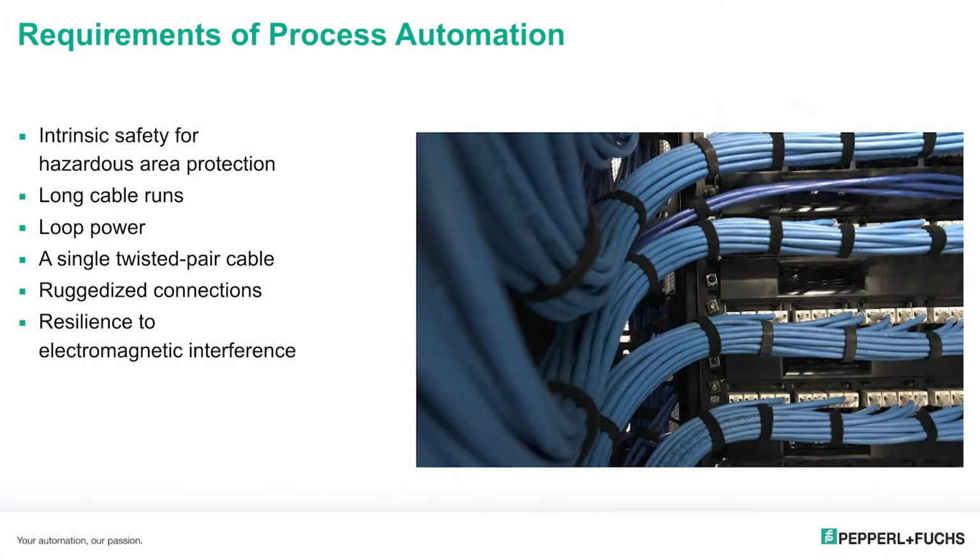This translates into some pretty special requirements for process automation. Actually, one of the most important is we need to support intrinsic safety for protection in explosion hazardous areas. We need to support long cable runs. We need to have loop power. That means power and data on the same cable, on the same pair of wires. Connections need to be ruggedized. Process plants are frequently outdoor. And we also need robustness against electromagnetic interference.